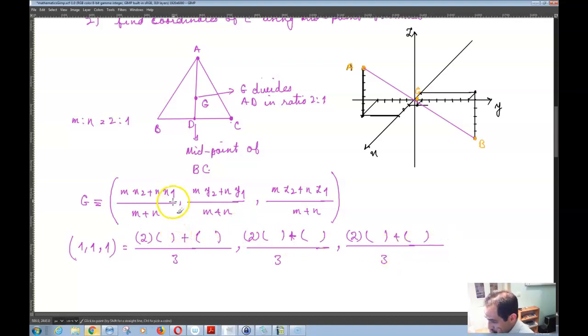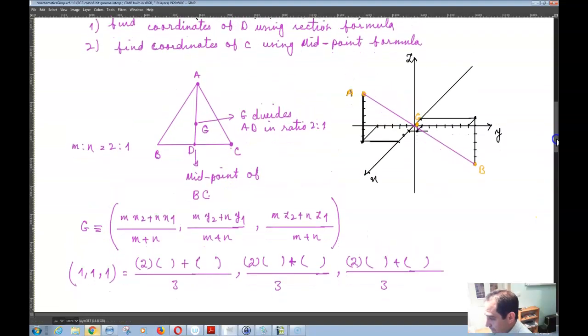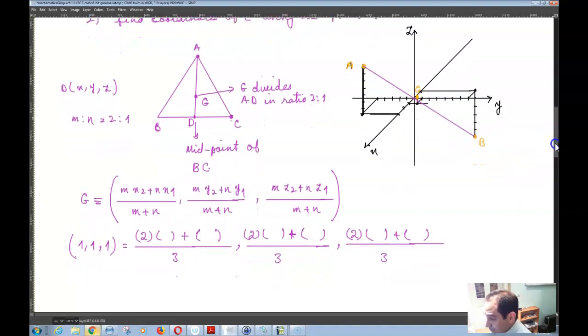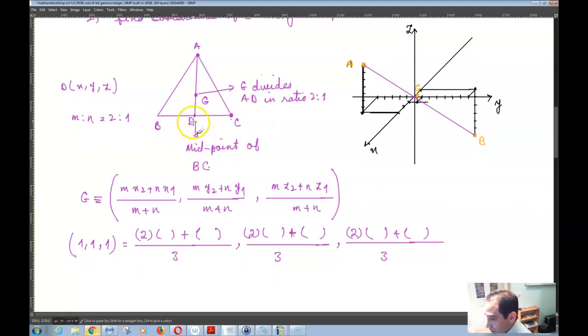Now over here I need to take this point as point 1 and this point as point 2. Okay, so that means that if I take the coordinates of D as basically x, y, and z, what that gives me is that then I want to take D as point number 2.